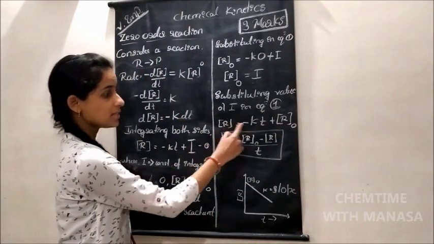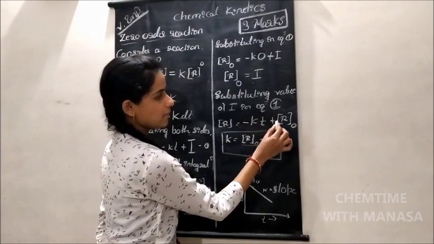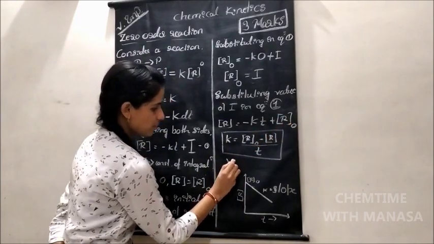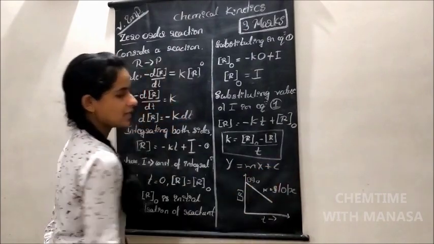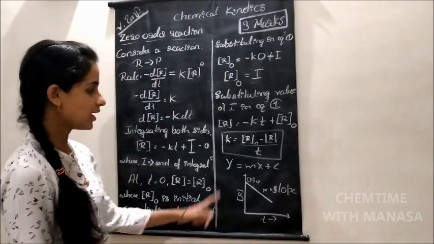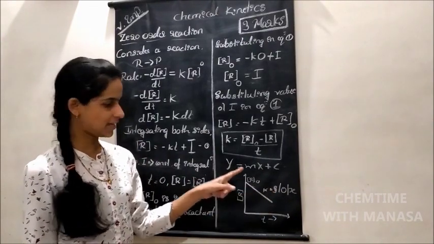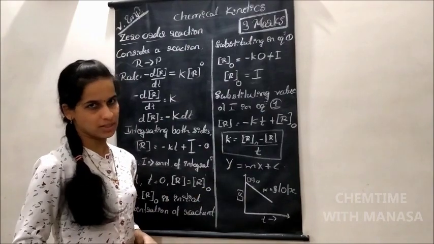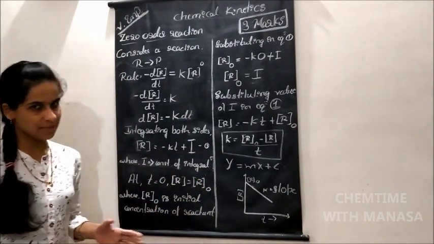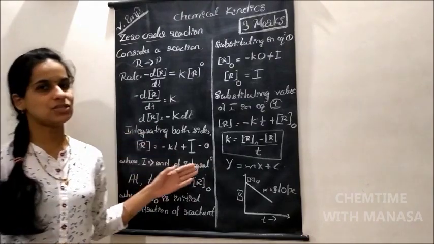We can compare this equation, R is equal to minus Kt plus R naught, with the slope intercept form of the straight line, and we get a straight line having slope equal to rate constant K and an intercept equal to the initial concentration. Very easy but guaranteed derivation from this chapter.